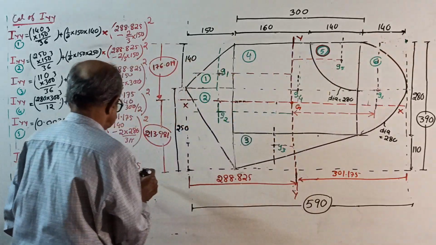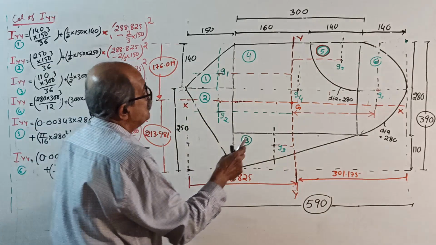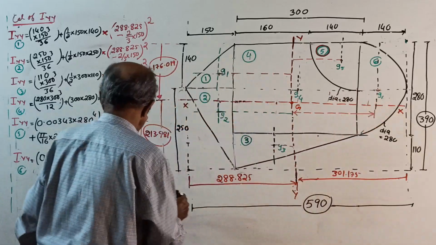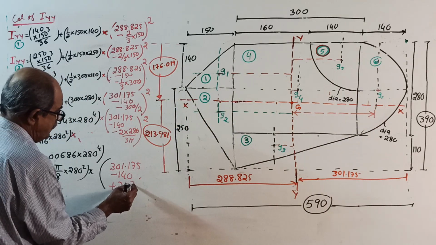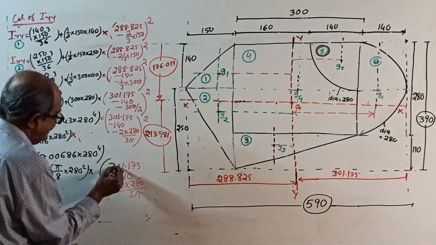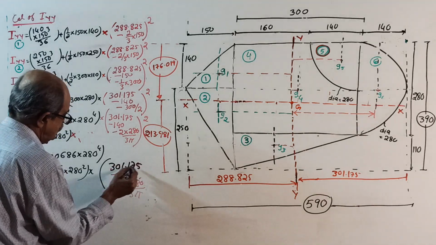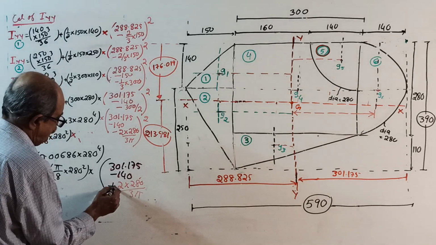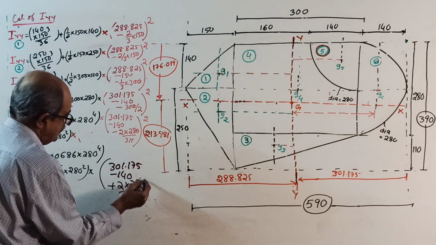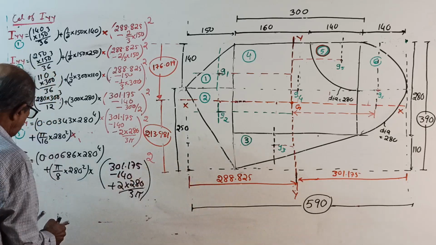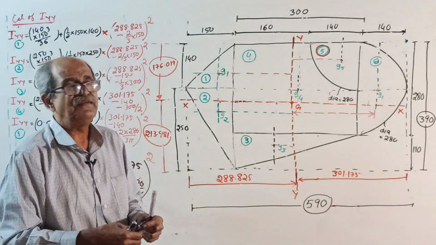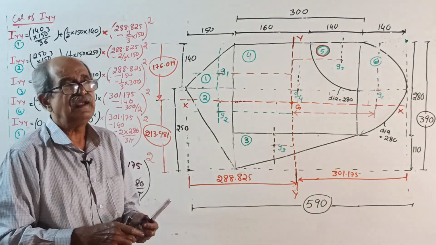Subtract 140. That will give you from here up to here. Plus this distance, plus 2 into diameter 280 divided by 3 pi. If it is not visible, I will write in black color once again: 301.175 minus 140 plus 2 into 280 divided by 3 pi, whole square. Okay. Now complete the formalities, calculate all the values and get the answer.